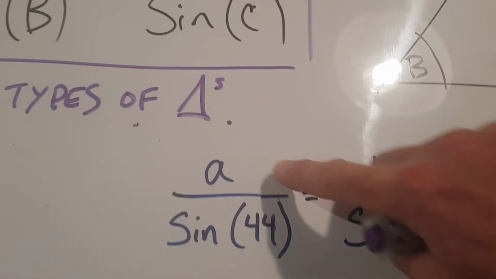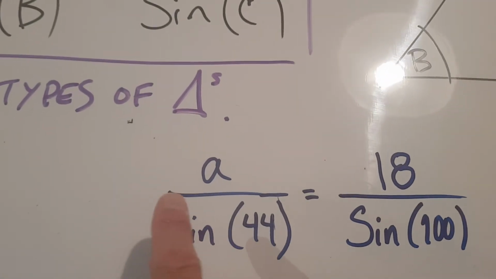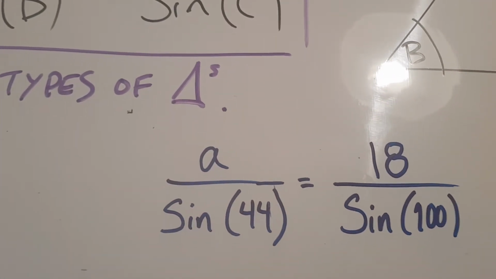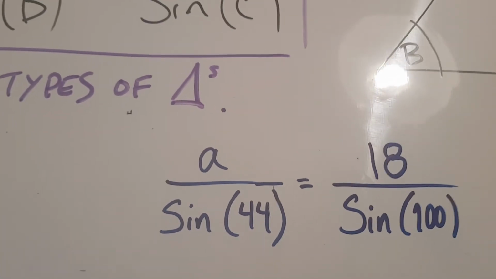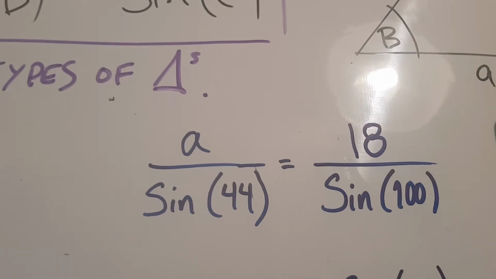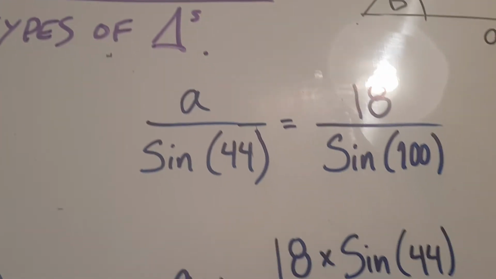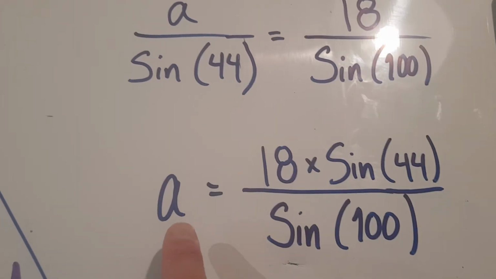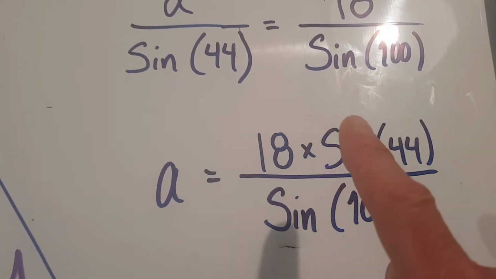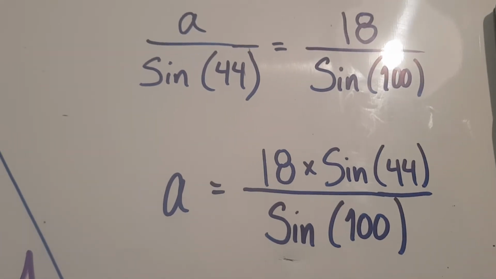Now we want to get this A all by itself, but it's not yet. It's being divided by the sine of 44. Well, how do you undo dividing? Exactly. You multiply. So if I times both sides by the sine of 44, what happens is this. My A is all by itself now, and I've got 18 times sine 44 divided by the sine of 100.